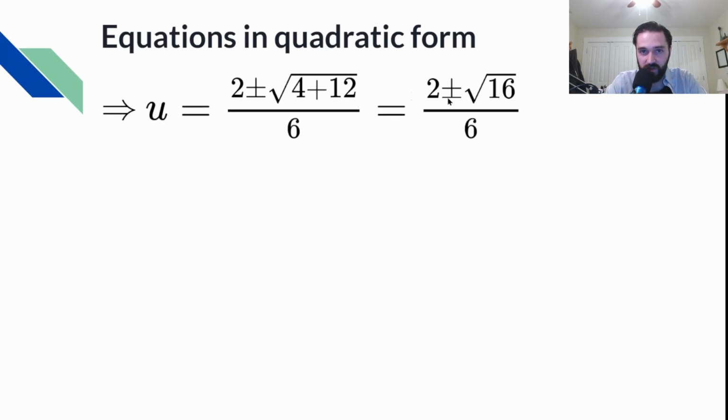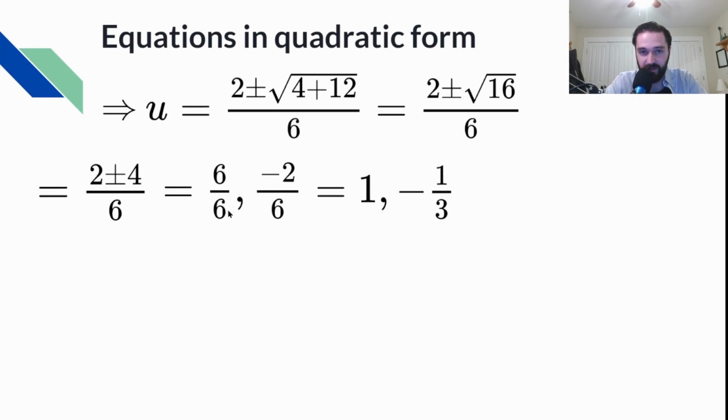So under the radical, I have 4 plus 12, which is 16, and that's a perfect square. So our answers are going to be rational numbers. I'm going to get 2 plus or minus 4, whole thing over 6. So this plus or minus is going to give me two solutions for u. I have 2 plus 4 over 6, which is 6 over 6, and I have 2 minus 4 over 6, which is negative 2 over 6. Both of these can be simplified. 6 over 6 is 1, and negative 2 over 6 reduces to negative 1/3. So these are my two solutions for u.